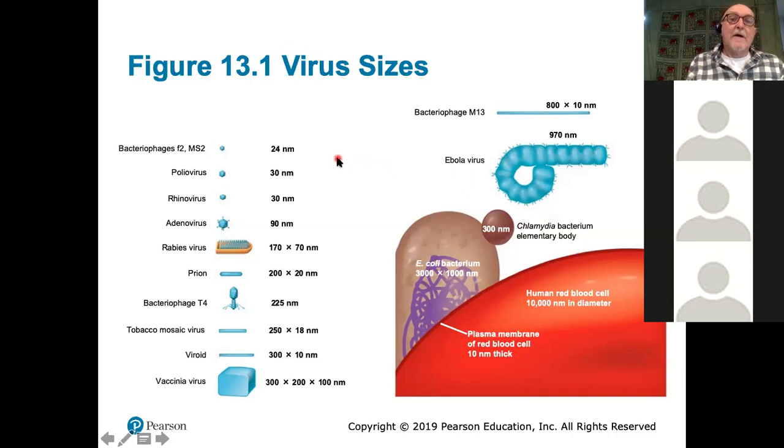Most of the other viruses are much, much smaller. So, for example, here's a bacteriophage, which is only 24 nanometers. Poliovirus, a very fierce virus indeed, is only 30 nanometers. So that poliovirus there is 1/10 the size of chlamydia, which itself is 1/10 the size of E. coli.